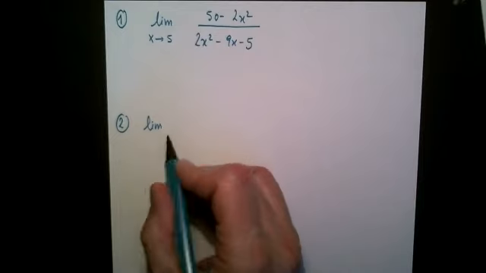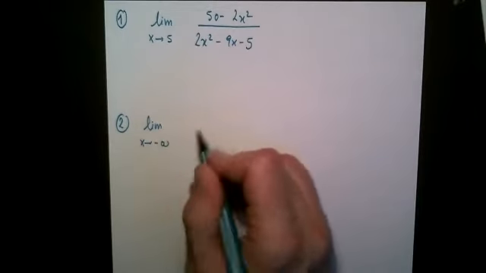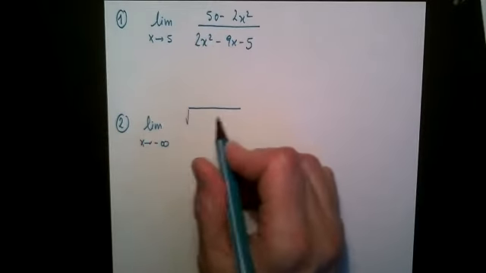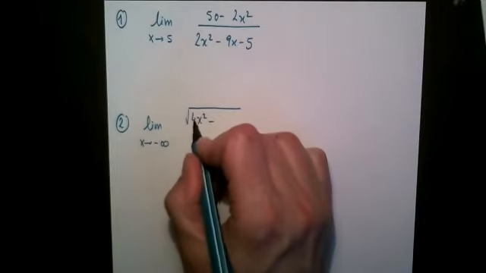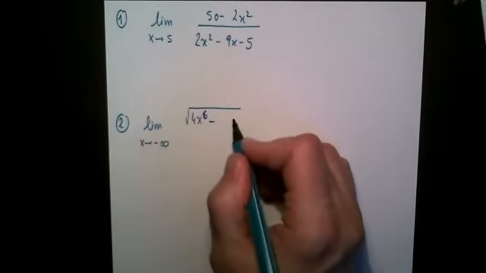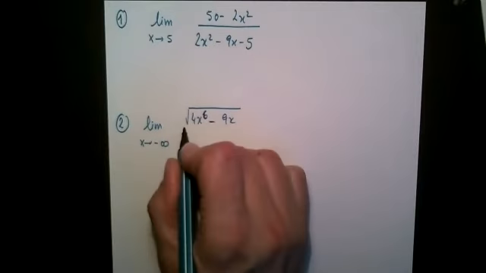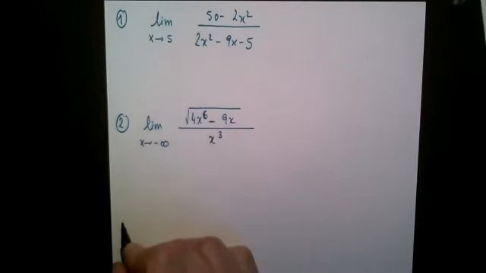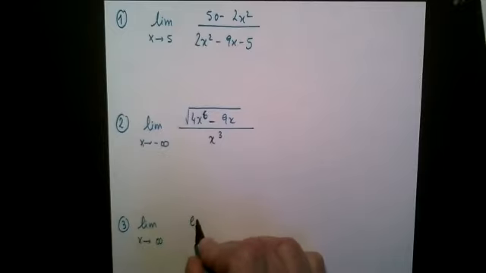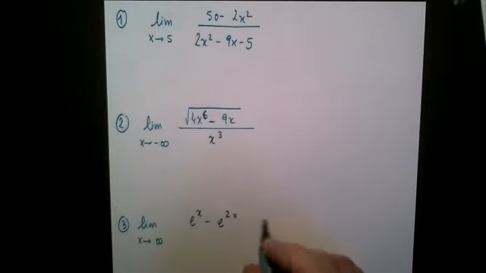the limit as x approaches negative infinity of the square root of 4x⁶ minus 9x over x cubed, and number three, the limit as x approaches infinity of e to the x minus e to the 2x. Okay, so here are three limits.